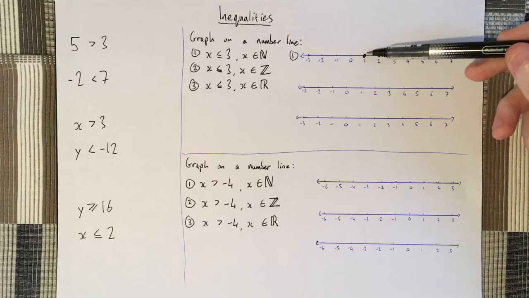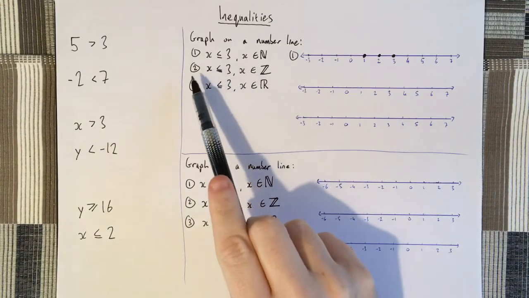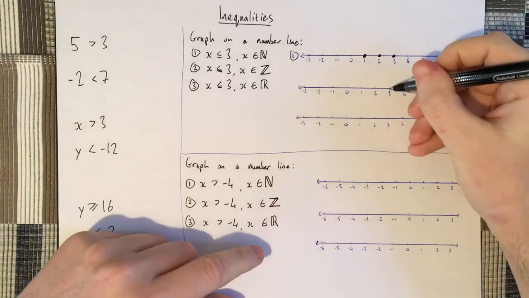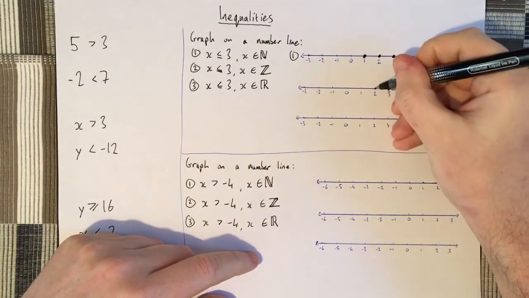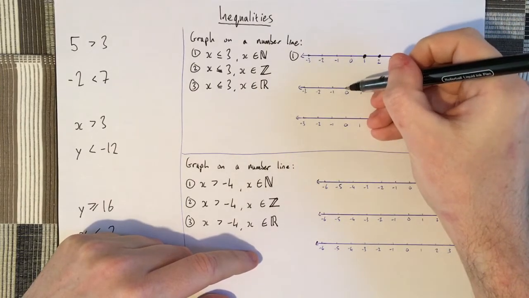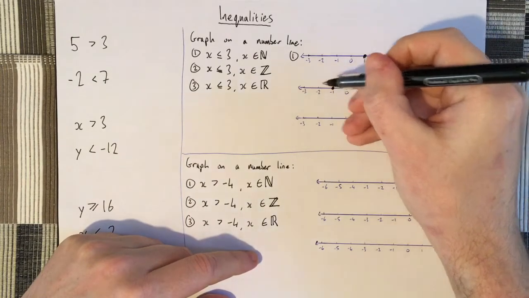So I've just put kind of dots or filled in circles on each of the numbers. The next one then, it says x is less than or equal to 3, and it wants me to fill in or graph this for integers. Okay, so integers is positive and negative whole numbers. So positive and negative whole numbers less than or equal to 3. So 3, 2, 1. Integers is going to bring in 0, and integers is also going to bring in the negative whole numbers.